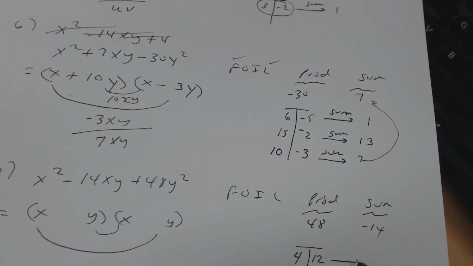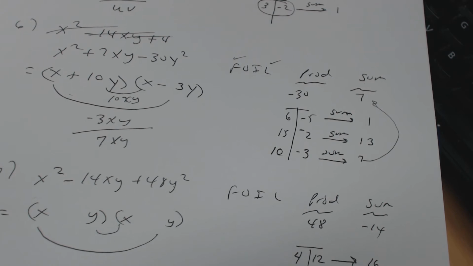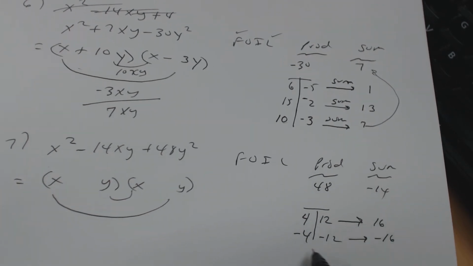But that wouldn't work to begin with, because 4 plus 12 is 16, positive 16. Even if you made it negative 4 and negative 12, that is still 48, but this time the sum is a negative 16. Remember, you do want negative, so both of those would have to be negative. Just keep that in mind.